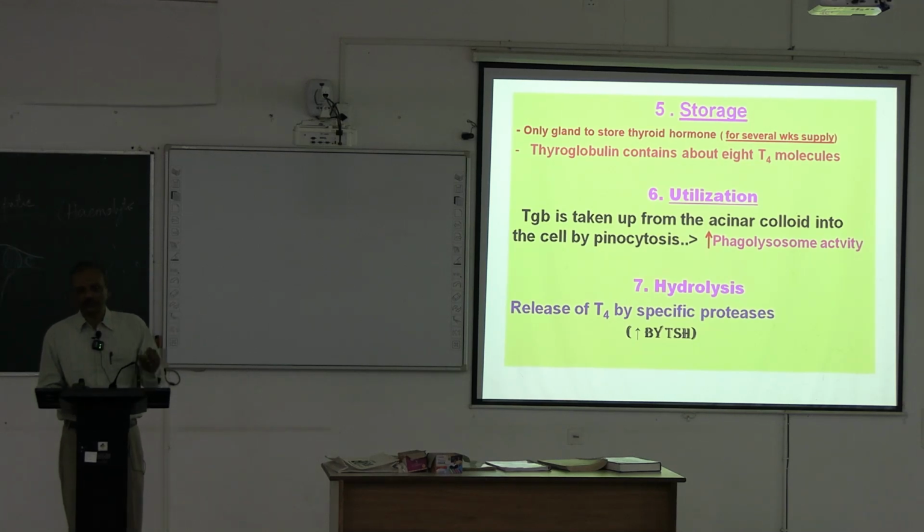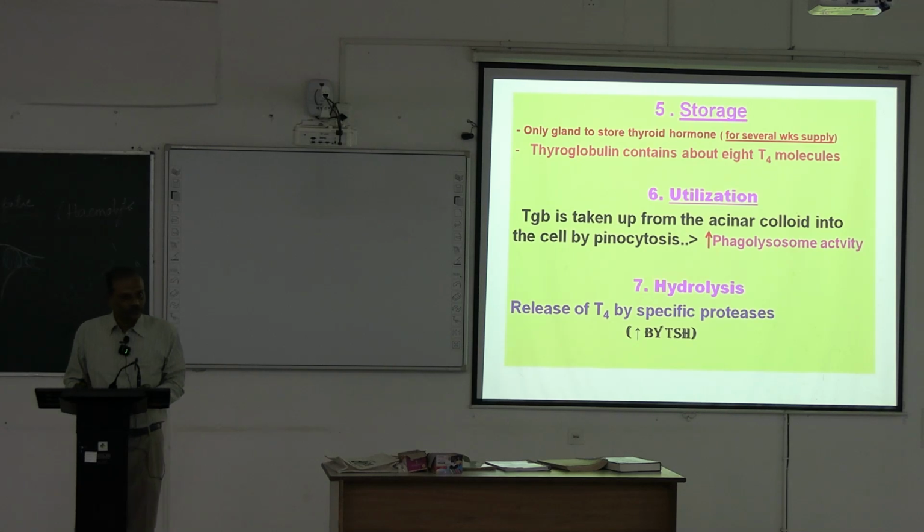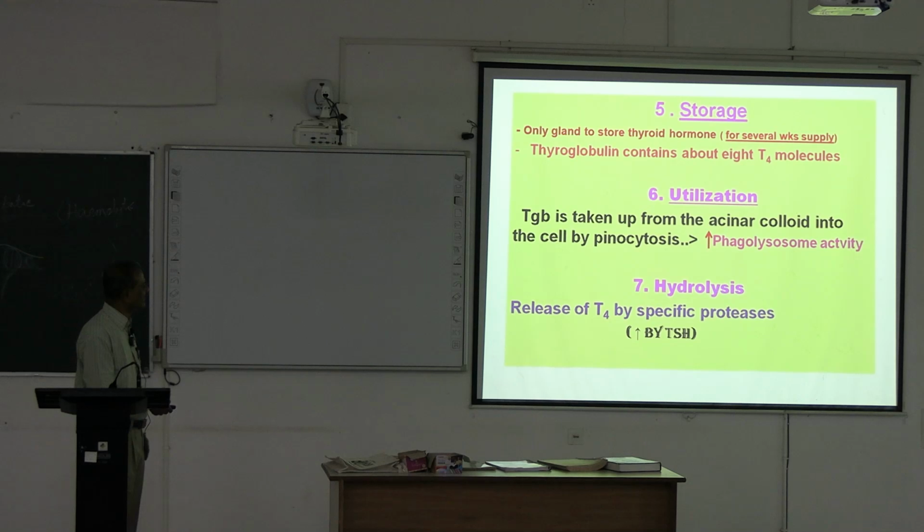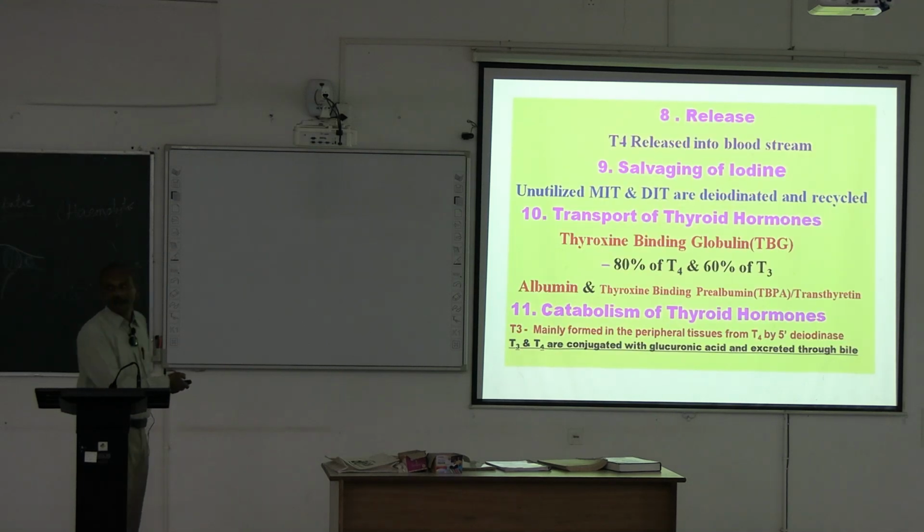So, even if somebody stops taking thyroid replacement hormone for 1 month, it will not cause that much deficiency, because from the storage site it will come out. Then there is utilization, finally there is hydrolysis, and then it will come out from the blood. After release, all of it will not be utilized. So again, these MITs and DITs are recycled, and taken up by the thyroid gland.